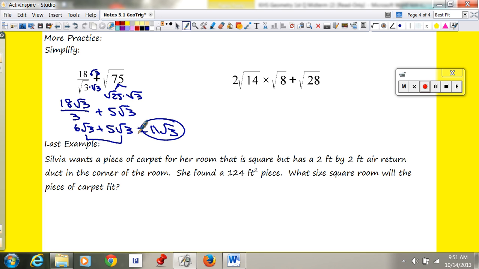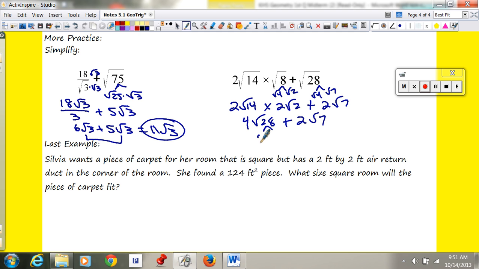Two radical 14 is going to come down. This is going to be radical 4 and radical 2, so this is 2 radical 2. Plus, this is going to be 2 radical 7. Here we're going to get 4 radical 28 plus 2 radical 7. Radical 4 times radical 7. So you're going to actually get 8 radical 7 plus 2 radical 7. You get 10 radical 7. And I won't do the bottom one.